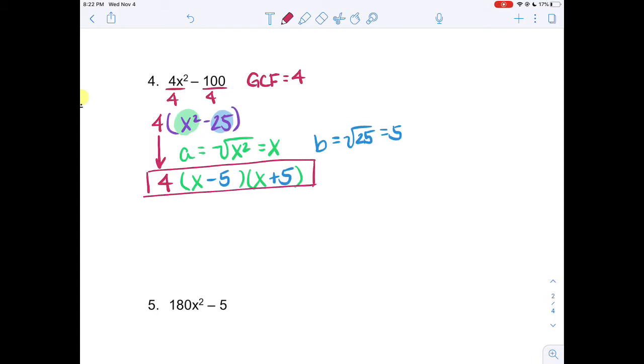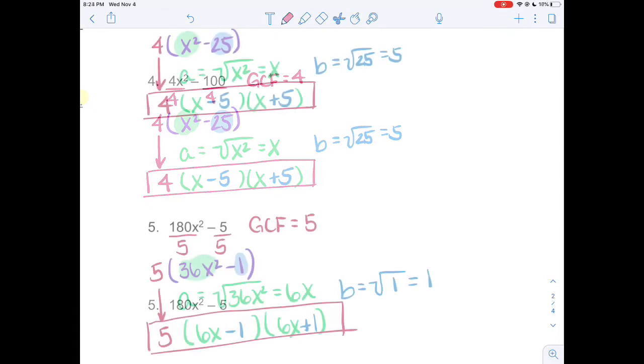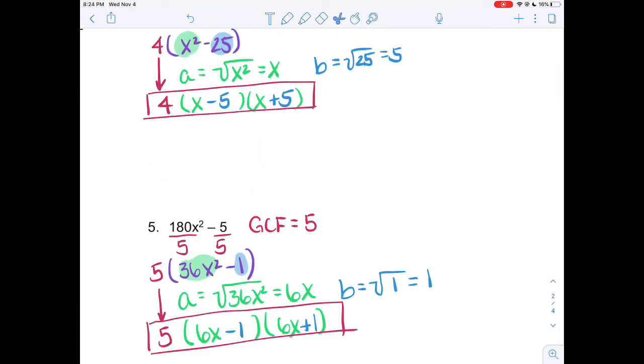I would like you to try both problem 5 and 6 and then come back here to see how you did. Let's take a look at problem number 5.